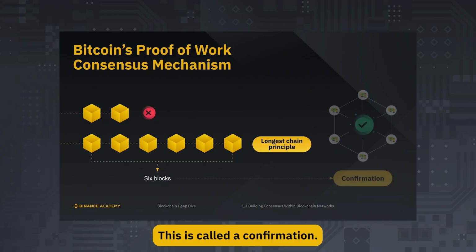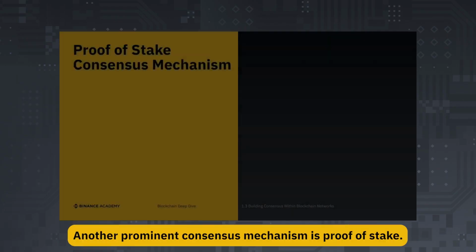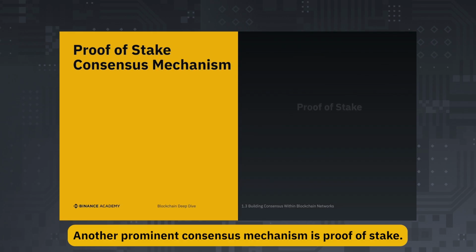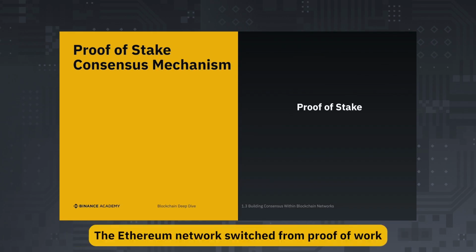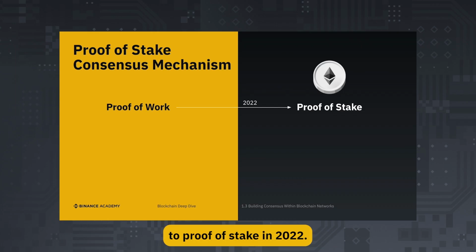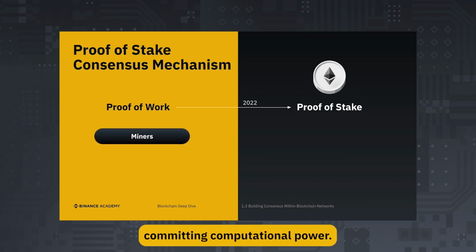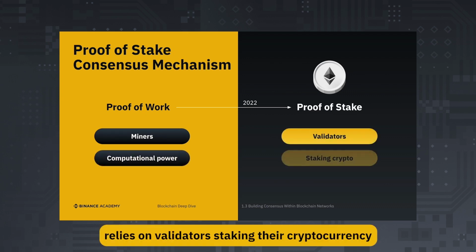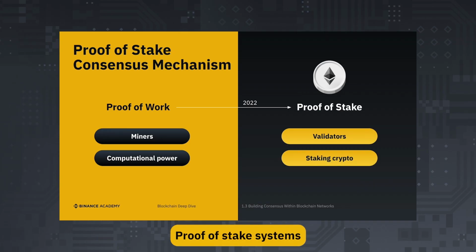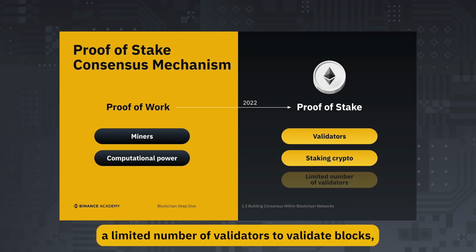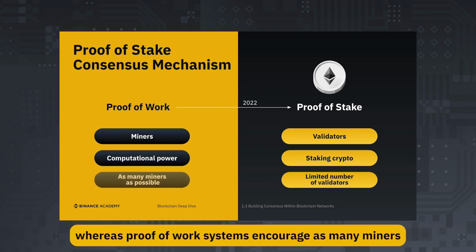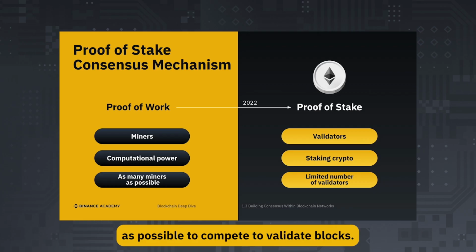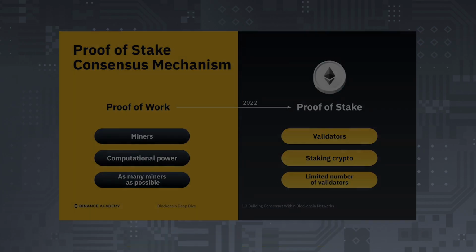This is called a confirmation. Another prominent consensus mechanism is proof of stake. The Ethereum network switched from proof of work to proof of stake in 2022. Instead of relying on miners committing computational power, proof of stake relies on validators staking their cryptocurrency to secure the network. Proof-of-stake systems typically choose a limited number of validators to validate blocks, whereas proof-of-work systems encourage as many miners as possible to compete to validate blocks.